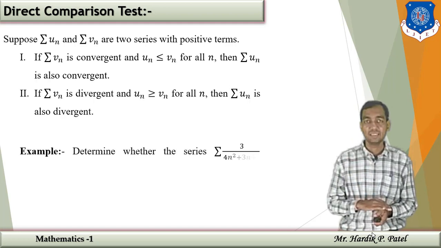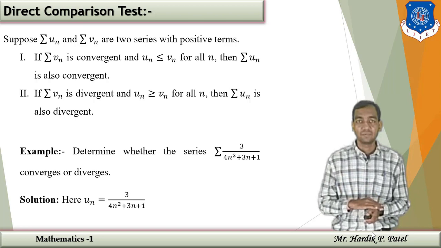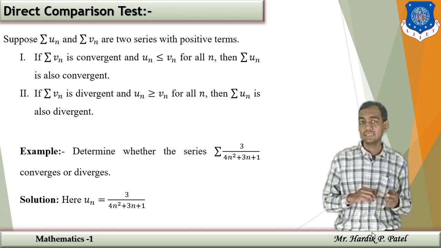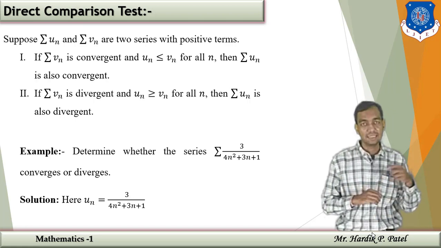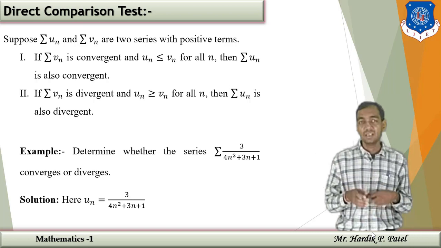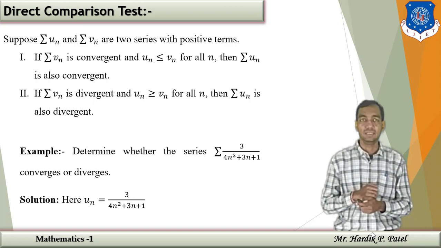Now, direct comparison test. What is a direct comparison test? In the comparison test, we are going to divide it into two parts. The first one is the direct comparison, and the second one is the limit comparison form. Generally, the limit comparison form is the extension version of the direct comparison test.